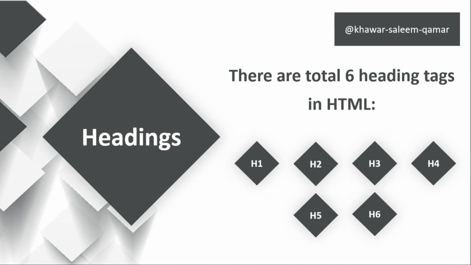There are 6 types of heading tags: H1, H2, all the way to H6. H1 is the heading tag which has the biggest font size amongst all of these heading tags. So let me show you practically in our editor.